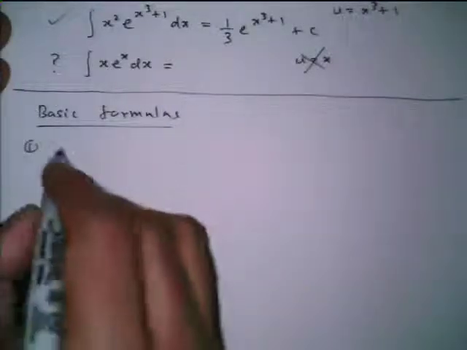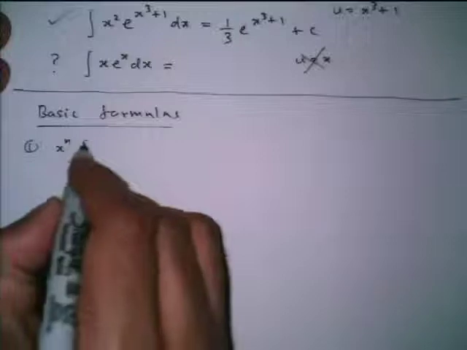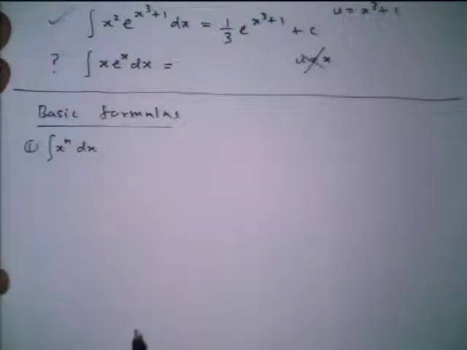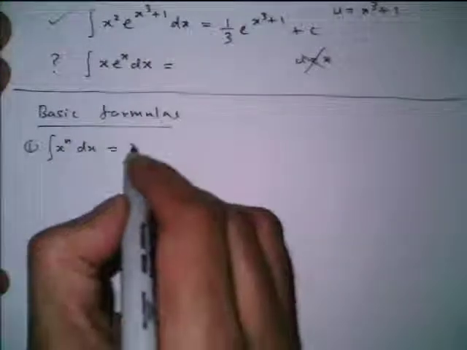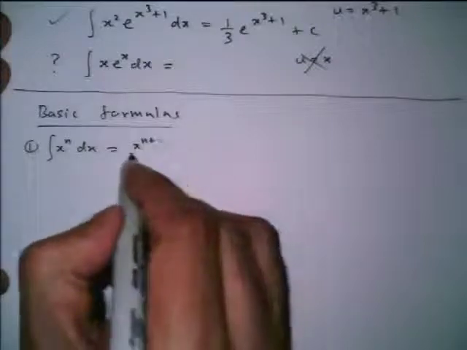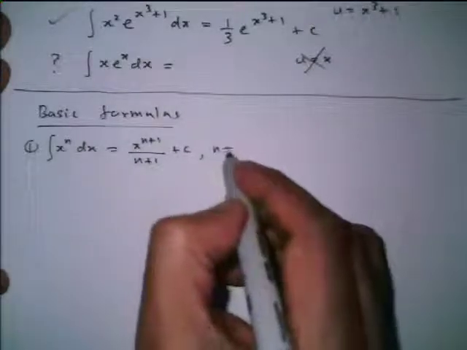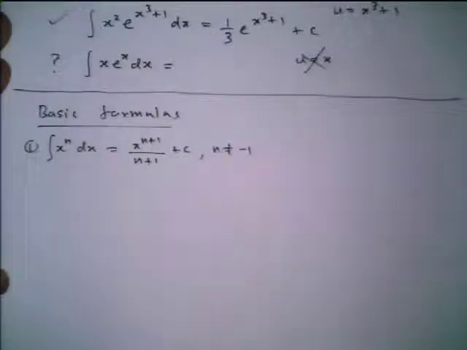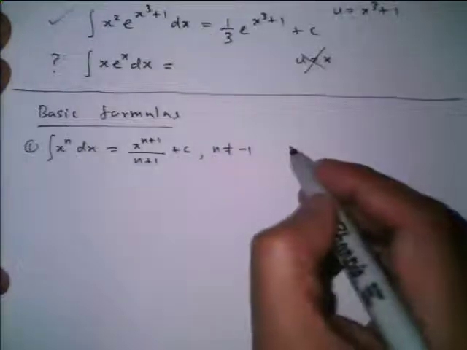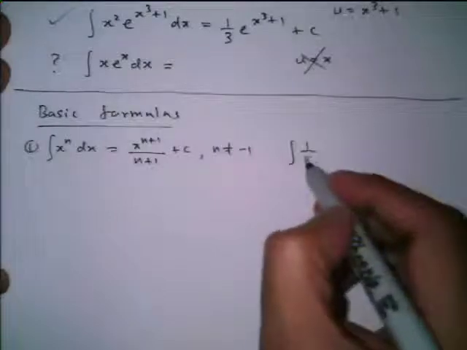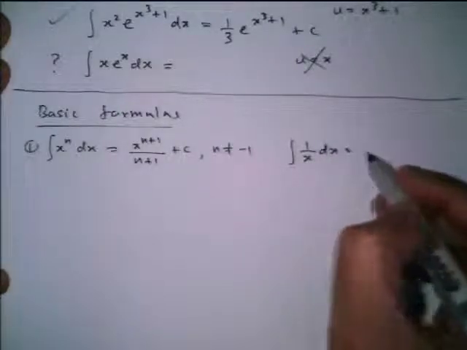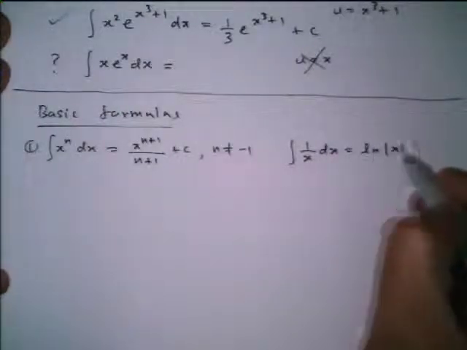The first one is what we call the power rule. What is that? It is x to the n plus 1 over n plus 1, plus c. This works when n is not equal to negative 1. If n equals negative 1, we have this special case, the integral of 1 over x dx, that is ln absolute value of x plus c.